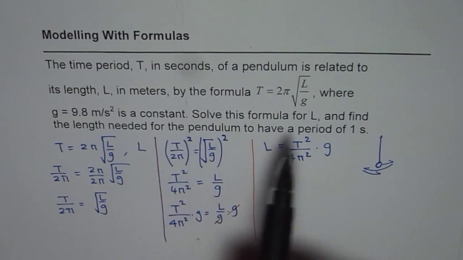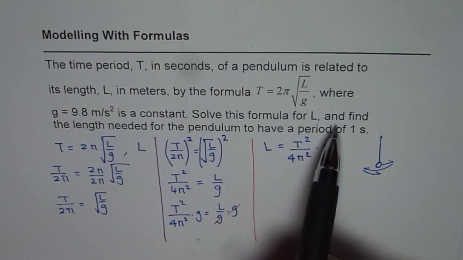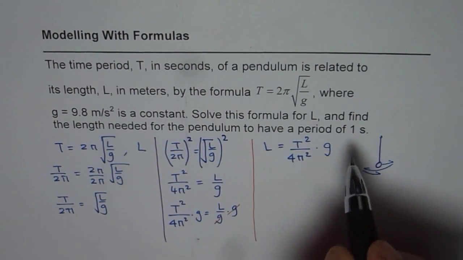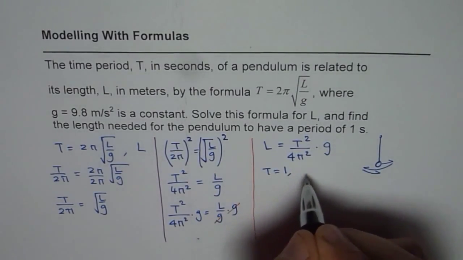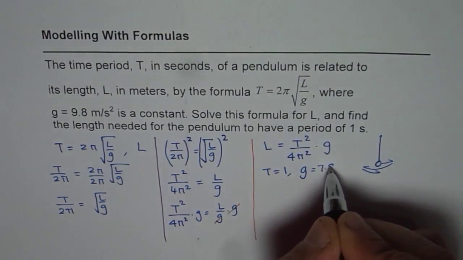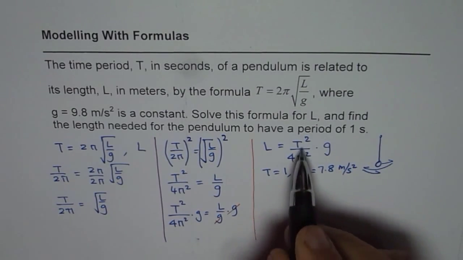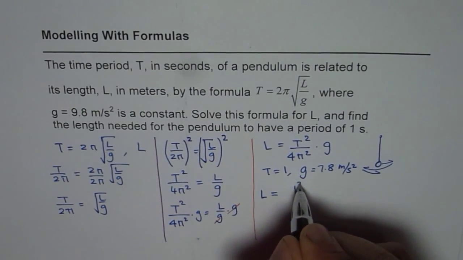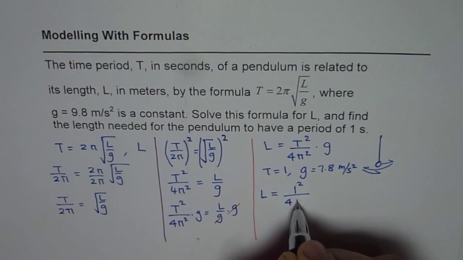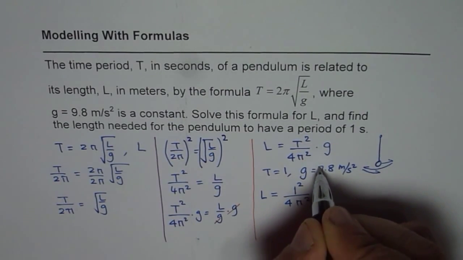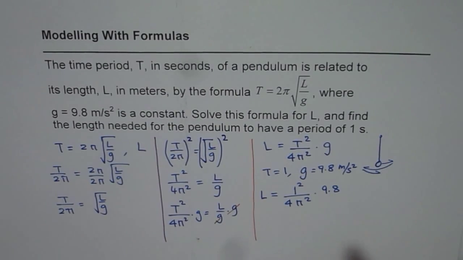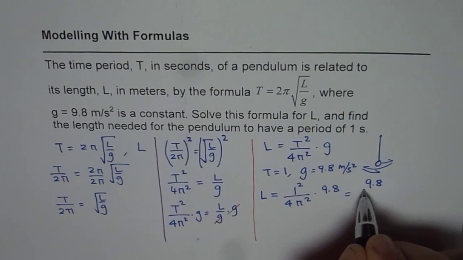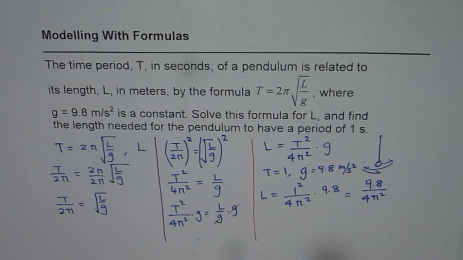Now the question is, solve this formula for L, which we have done, and find the length needed for the pendulum to have a period of 1 second. That means T should be equal to 1. G is given to us as 9.8 meters per second squared. Others are also constant, so we can substitute these values here and find L. So L is 1 squared divided by 4 pi squared, times G, which is 9.8, right? Now we can use a calculator. So basically we have 9.8 over 4 pi squared, correct?